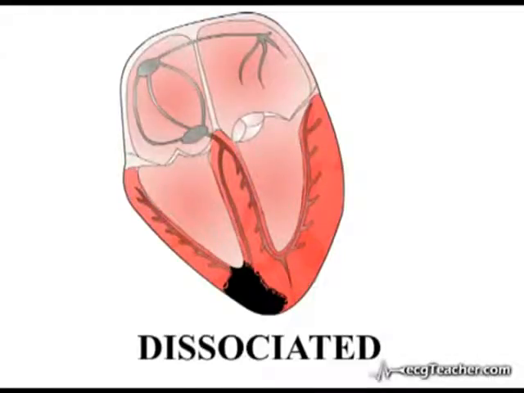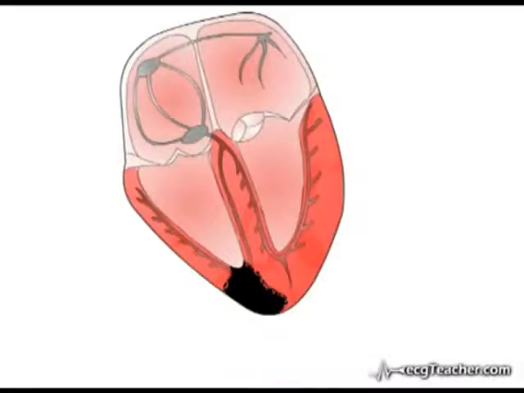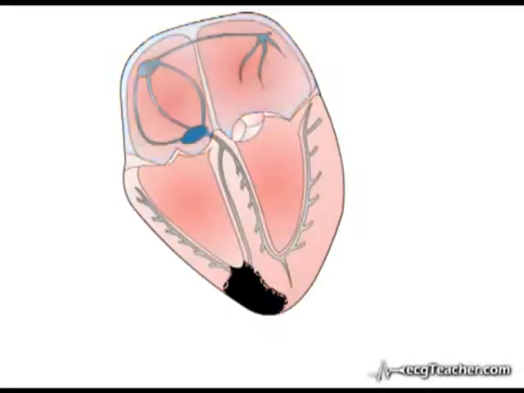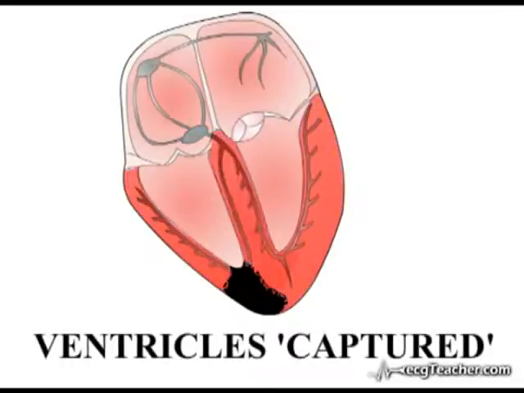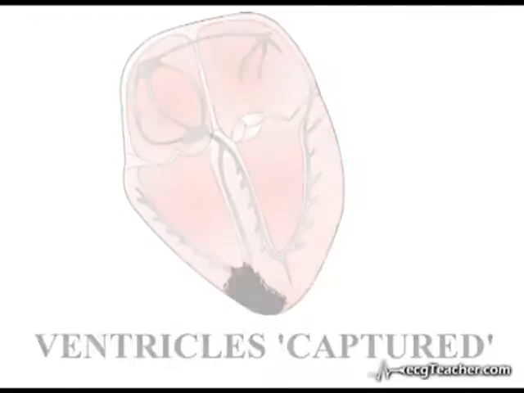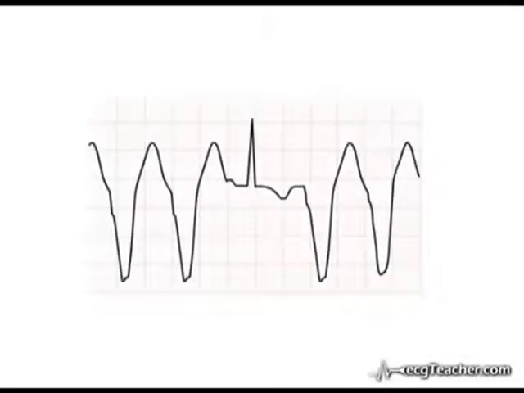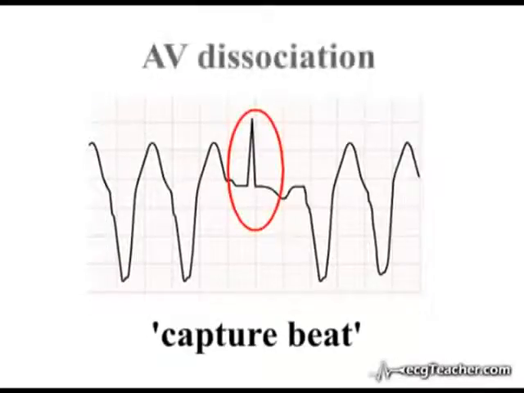The presence of a capture beat in the rhythm strip is evidence of AV dissociation because, as illustrated here, it represents a rare P wave which has arrived at the junction at a point in time when the conducting system and ventricles are in a non-refractory state. The SA node discharge therefore depolarizes the ventricles through the normal pathway of the conducting system, generating a QRS complex of normal duration. Recognition of a normal QRS complex in a run of broad complex tachycardia, a capture beat, is strong evidence of AV dissociation.